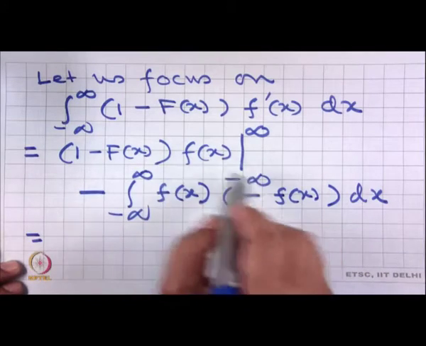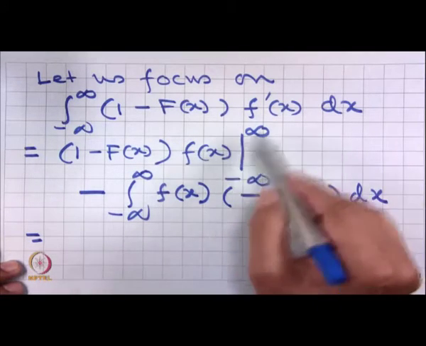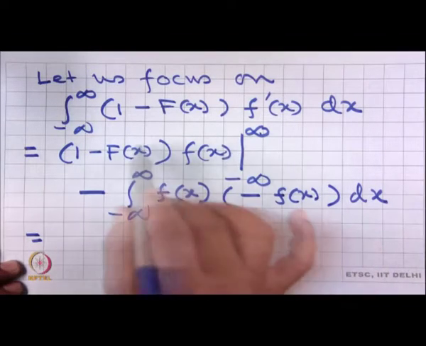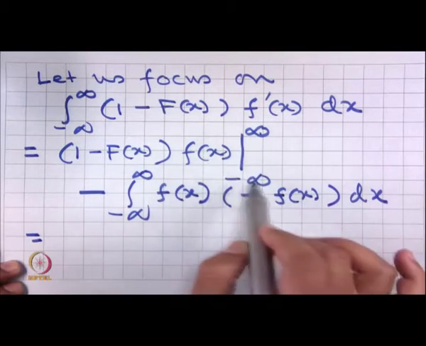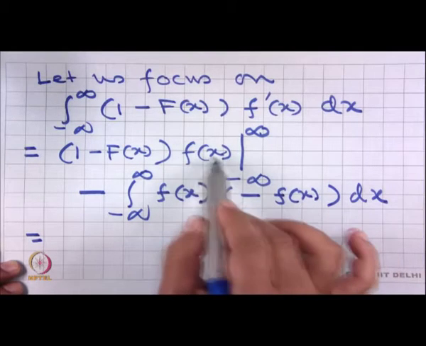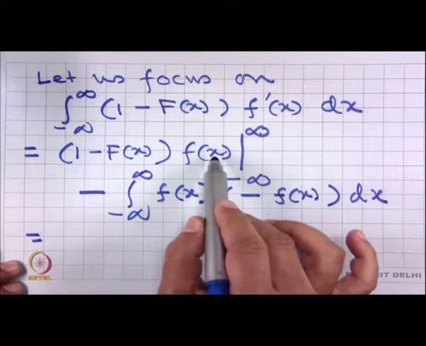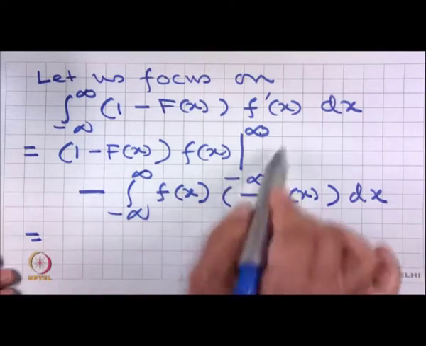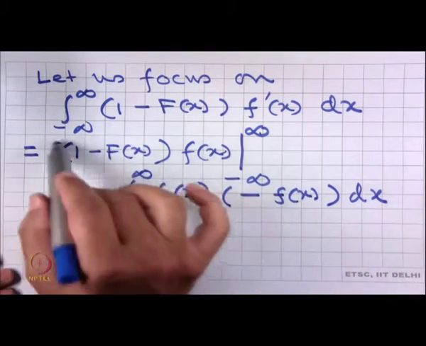now the first part at x is equal to infinity, capital F x is equal to 1, therefore, it is 0, and at x is equal to minus infinity small f x is equal to 0, as the normal distribution tapers on both sides. Therefore, the first part is 0.